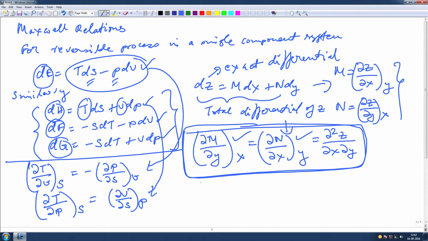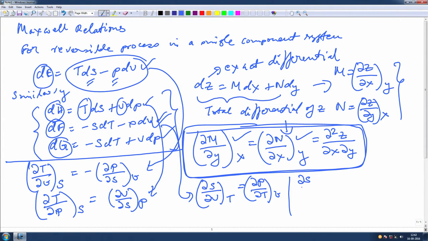Similarly, from the last two equations we can get dS by dV at constant T is equal to dP by dT at constant V, and the last form, which comes from this particular equation, is dS by dP at constant T is equal to minus dV by dT at constant P. So, these are the four Maxwell relations that we can derive out of the four fundamental equations, for a reversible process obviously, using this kind of total differential form.